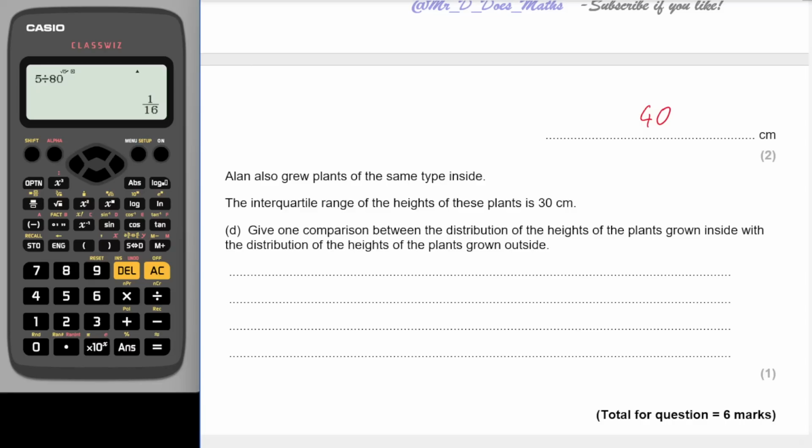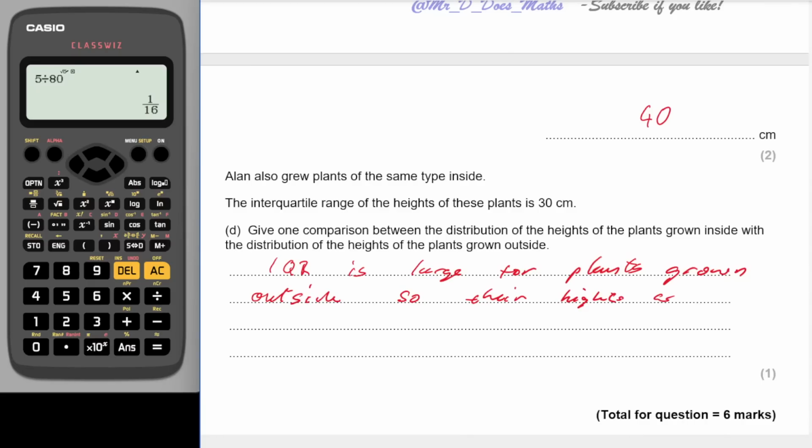So the interquartile range for plants outside is larger. So the interquartile range is larger for plants grown outside. So their heights are more varied.